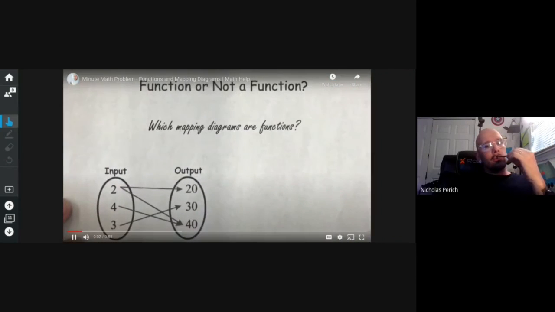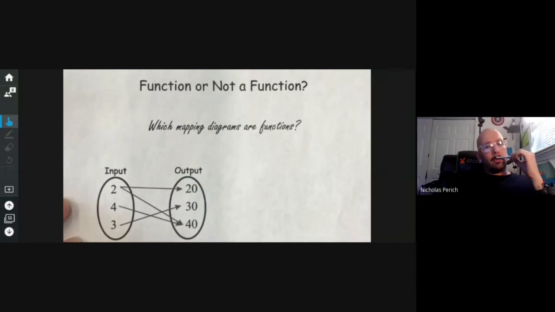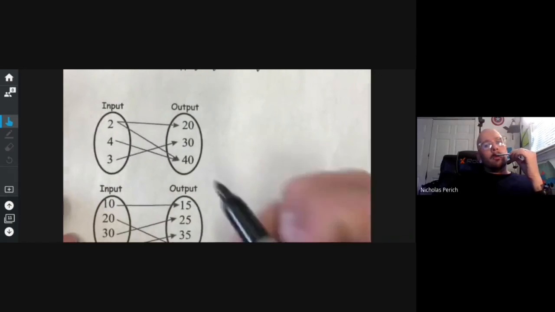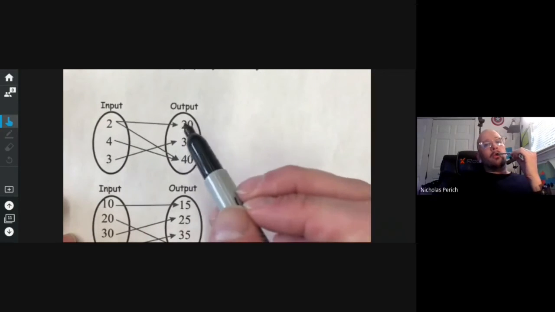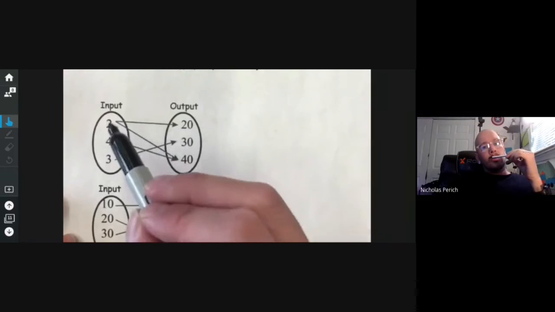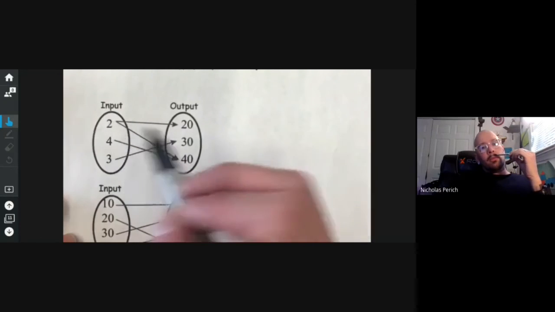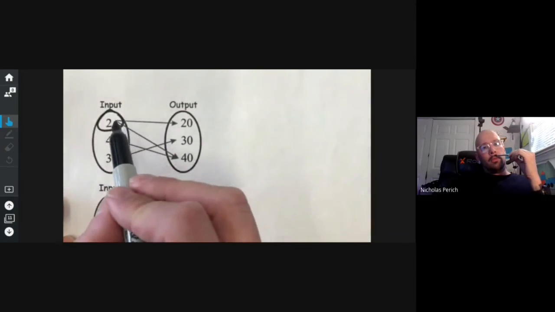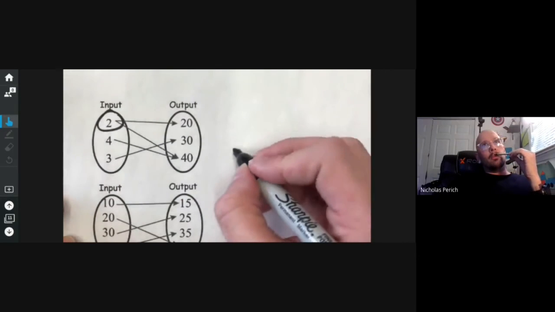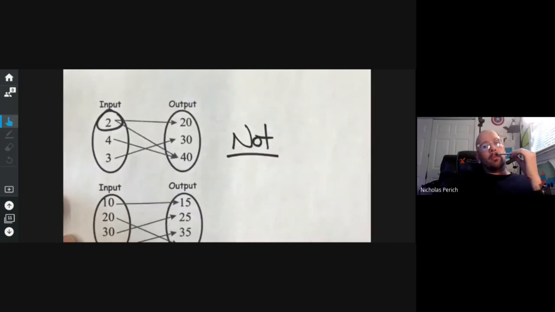Function or not a function, which mapping diagrams are functions? What you're looking for is if an x value or an input value is mapped to 2 different things. In other words, is an x value used twice? And if it is, it's not a function. So see this 2? This 2 splits up and goes to 2 outputs, which means this is not a function.